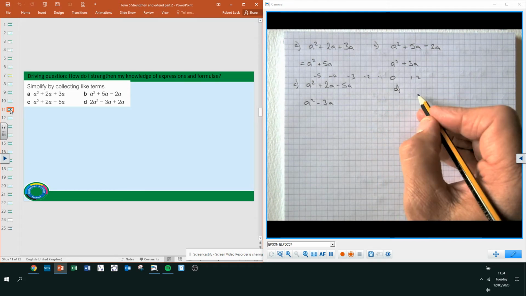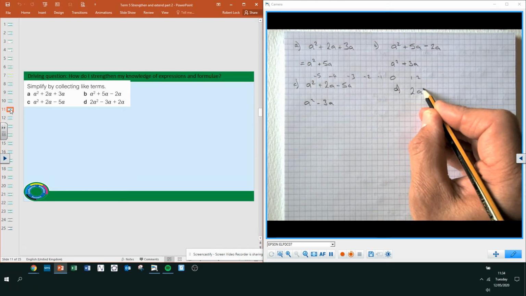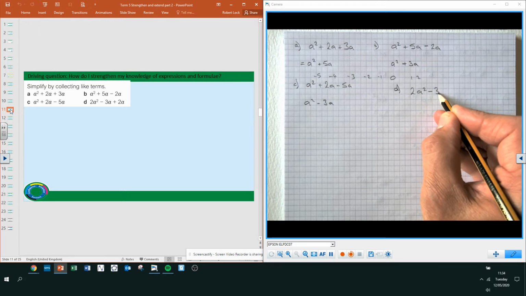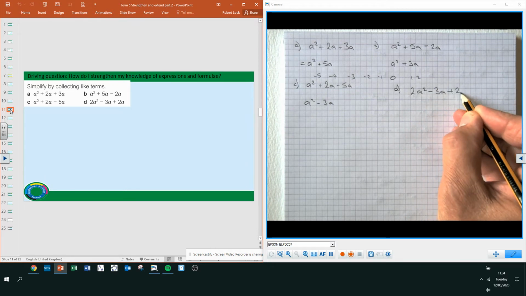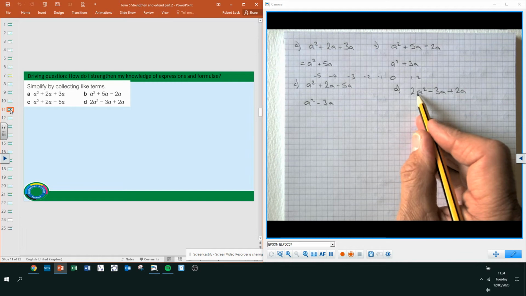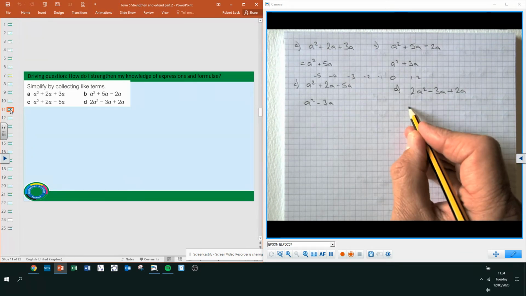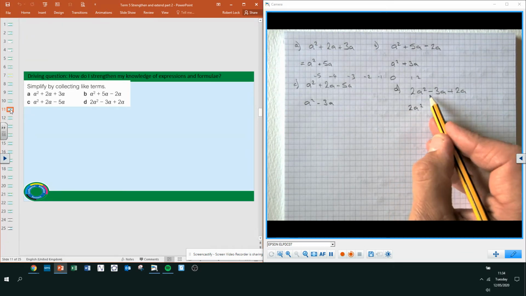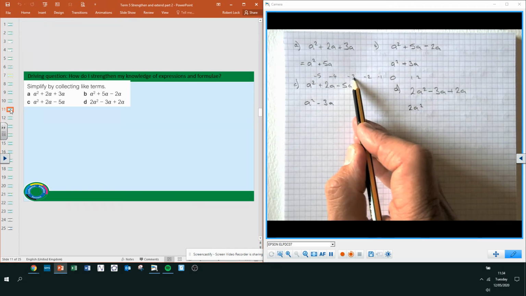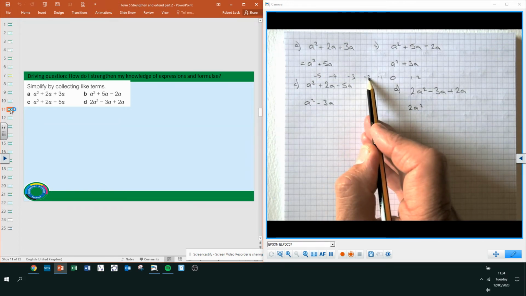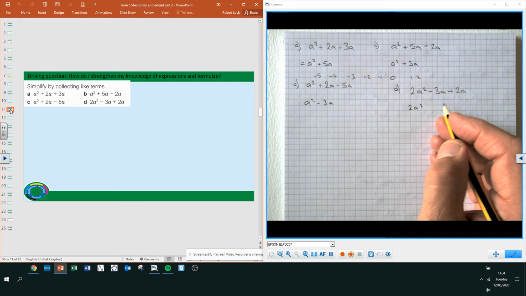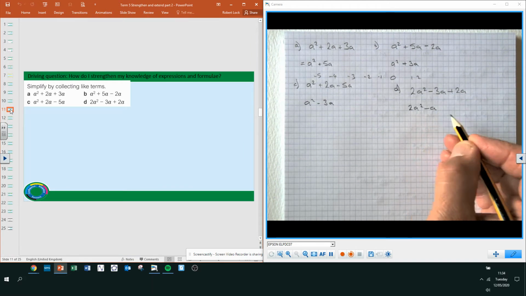D. 2a squared minus 3a plus 2a. So the only 2a squared there is that one there, so it's 2a squared, minus 3a plus 2a. 1, 2, so it's minus 1a or minus a.